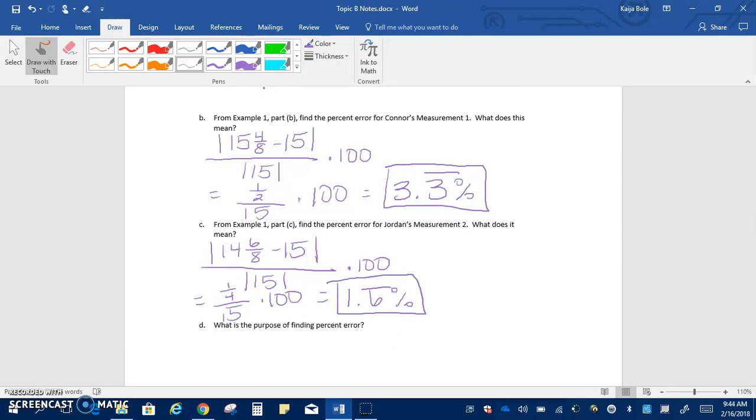D says, what's the purpose of finding percent error? So the purpose is to see how close someone really is. And anything less than 10% for percent error is usually pretty good. That means it's pretty accurate.